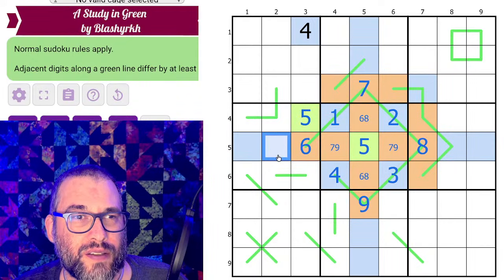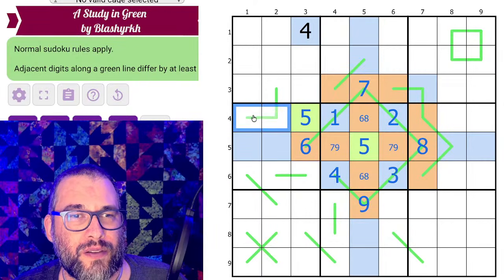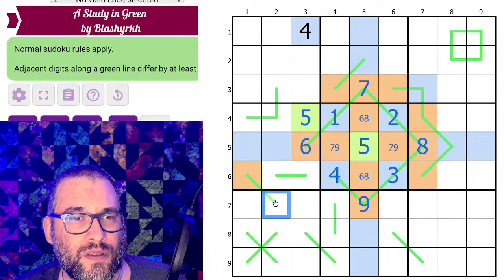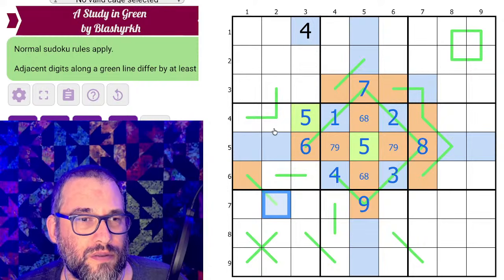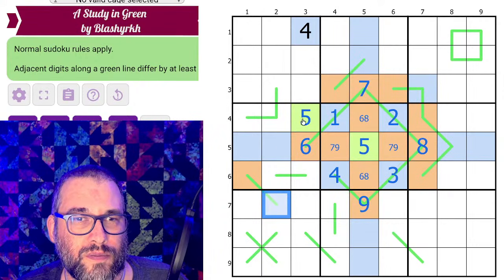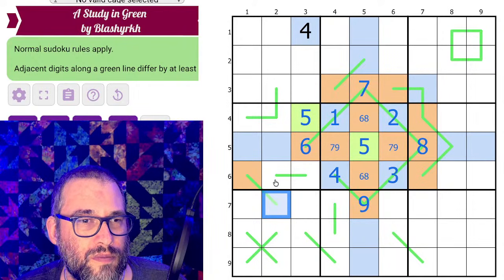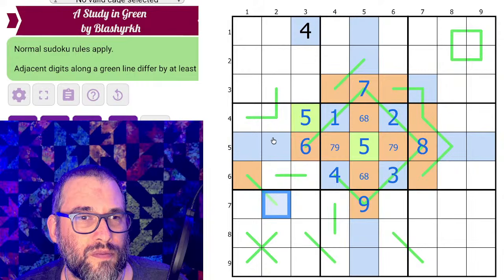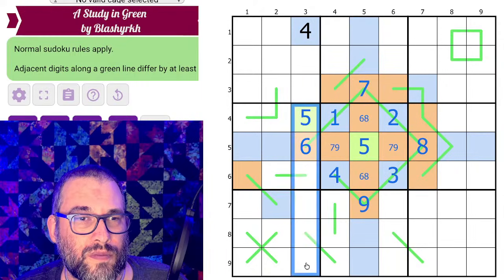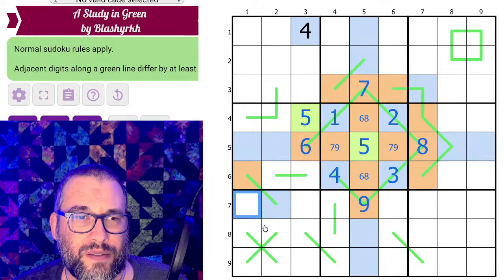Let's see. This is going to have to be high because we need a low in these. So that's low. Yeah, 5 in box 7.